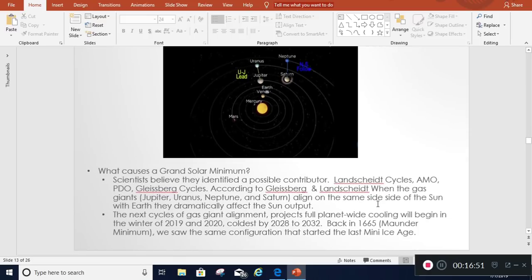All right, so they've actually had an idea that maybe when all of the large planets are on one side of the sun and the Earth is on this side of the sun, it affects the sun's behaviors, and it makes it maybe go into a deeper sleep. But things have just lined up again, and they're expecting full planet-wide cooling in the winter of 2019 and 2020. Well, guess what? That's this year now. It's here. And the coldest will be 2028 to 2032, and we're going to talk about how we may not have any food production during this period.